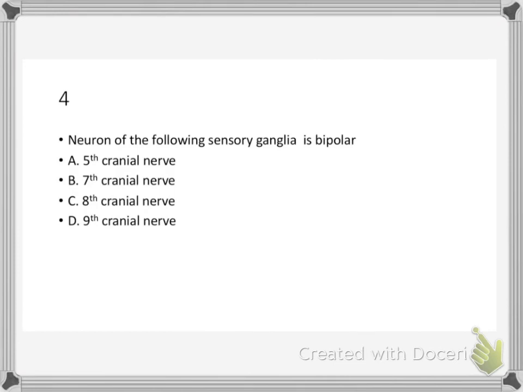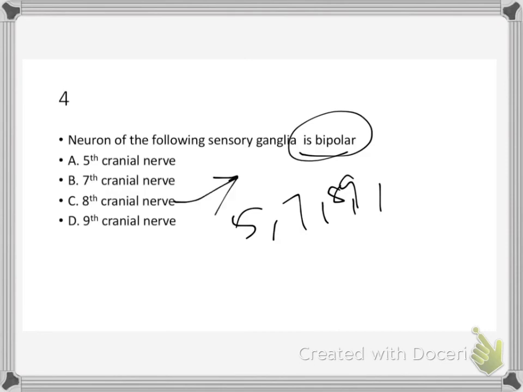And fourth, neuron of the following sensory ganglion is bipolar. So which one is bipolar? I have already told 5, 7, 9. Neuron of the following sensory ganglion is bipolar. So 5, 7, 8, 9. Repeatedly we have been telling one vestibulocochlear, that is 8th cranial nerve. That is bipolar. So done. Very good.